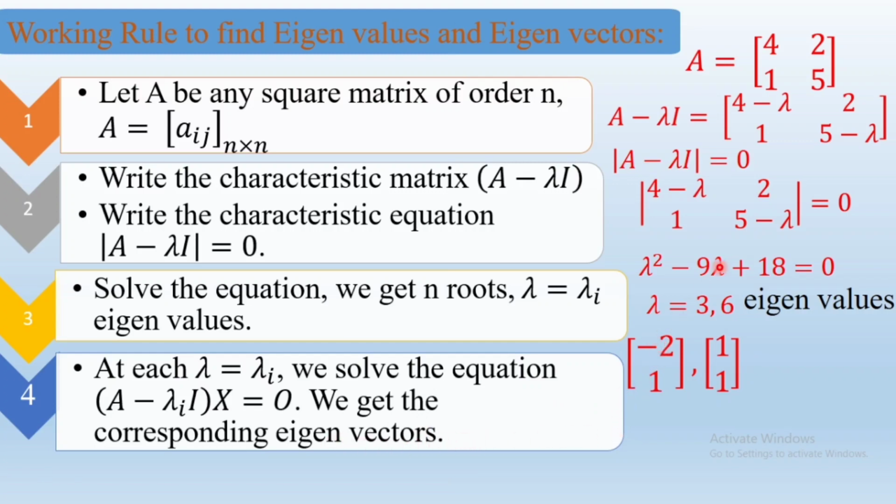Once again, friends, here we are given a square matrix. Step 1: you write the characteristic matrix, A minus lambda I. Okay, we get this. And step 2 is you write the characteristic equation. What is the characteristic equation? The determinant of A minus lambda I is equal to 0.